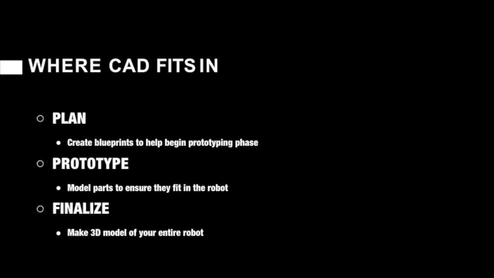Next, we finalize. So this is where you make a 3D model of your entire robot. When you make this 3D model, you can actually see what it's going to look like and how it's going to function. You can run stress tests. You can run any sort of test that you might want to see how the robot would operate under certain circumstances. That's where CAD fits into the design process.